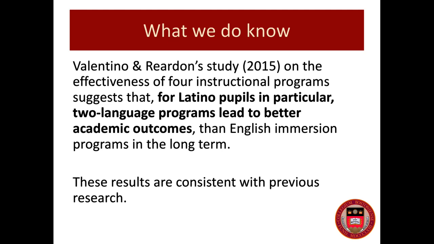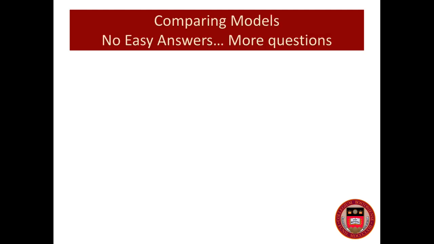One of the weaknesses, though, of this study was that the program effectiveness is measured by tests administered in English. Assessment of literacy and learning in the minoritized language would help determine the effectiveness of two-way immersion programs. So in terms of comparing models, there are no easy answers, and we have other questions too.